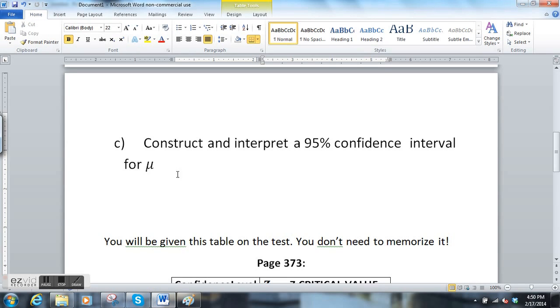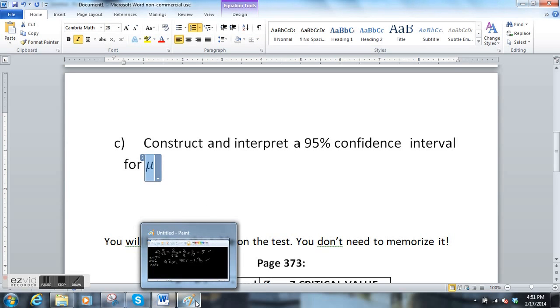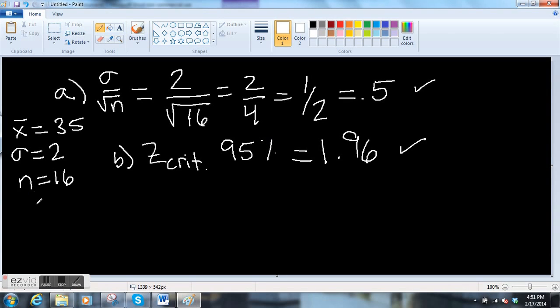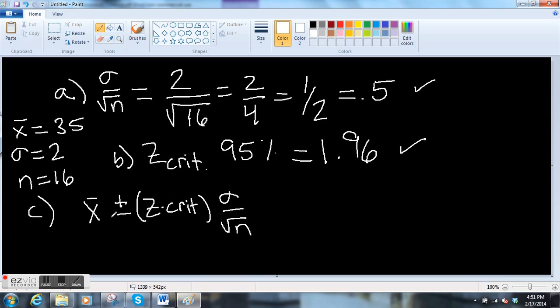Let's look at C. Construct and interpret a 95% confidence interval for mu, which is the population mean. So for part C, this is where you need to use a formula. You have x bar, this is the confidence interval formula. X bar plus or minus Z critical times sigma over the square root of n. This is the formula you're going to want to have written down on your card or memorized.